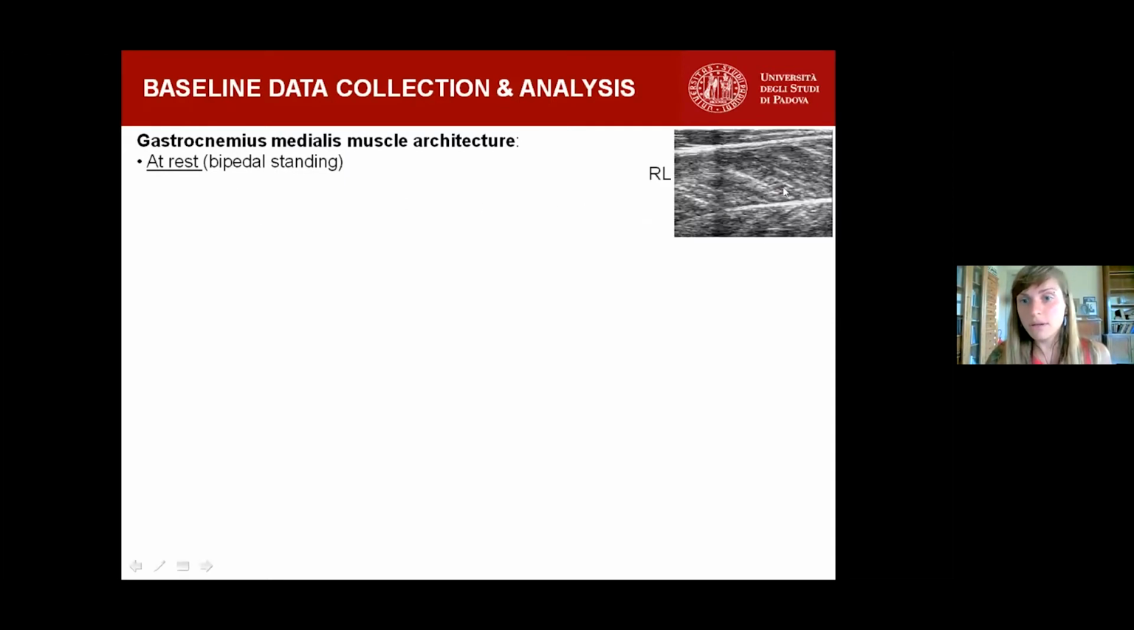You can see here a typical image from a representative subject. This is the fascicle length. In this way, we obtained a resting length of fascicles in this reference position. Afterwards, we required our subject to jump, and we recorded again an ultrasound video while jumping.